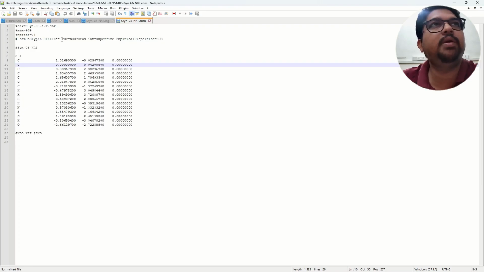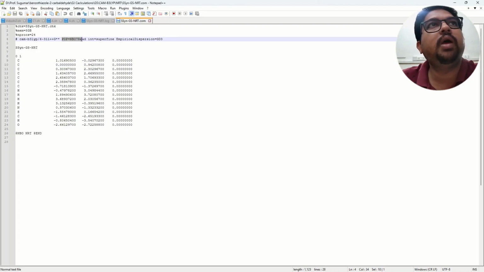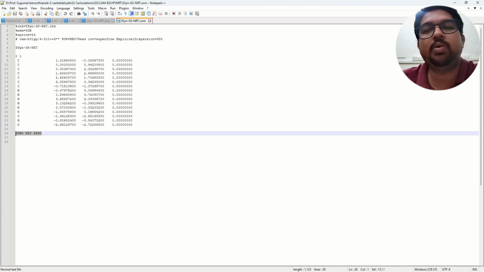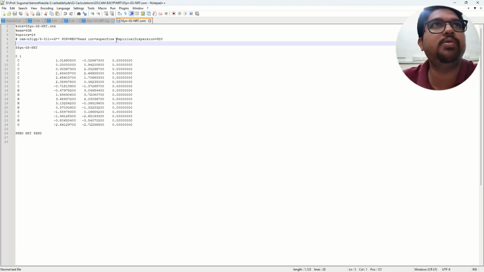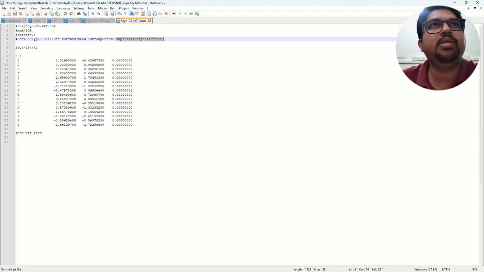So here we'll be giving the keyword pop equals NBO7 read. We give this read because at the end we are writing about the NRT calculation. You can use integral superfine, and it's up to you. I'm using this because I have to maintain the same methodology. And this dispersion correction I'm using for some other work, so if you are a beginner, you can exclude these things. I'm using this because I have to maintain some standard for publication level.